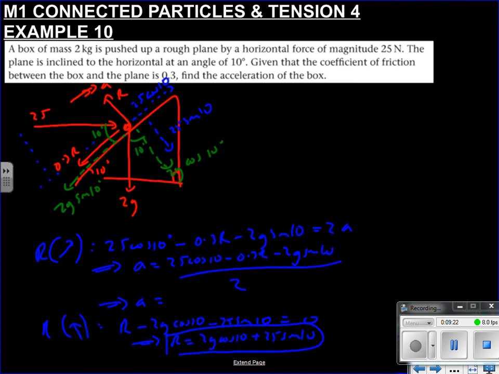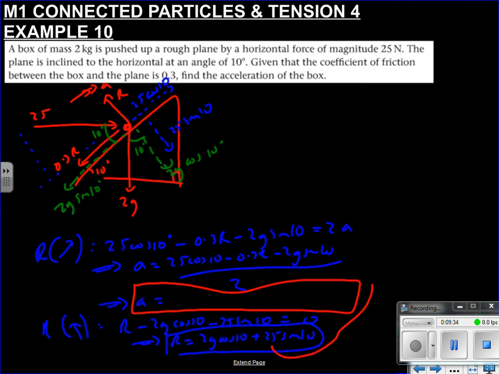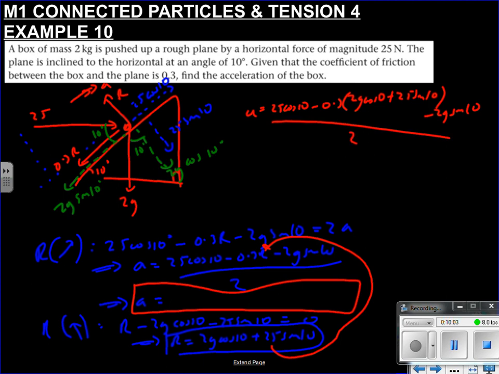We can now put that into our A equation, which will be here. So I'm literally putting that R into that R, aren't I? I'll write it up here. So A is 25 cos 10 minus 0.3 lots of our R, which is 2g cos 10 plus 25 sine 10. And then we've got our minus 2g sine 10, all over 2.